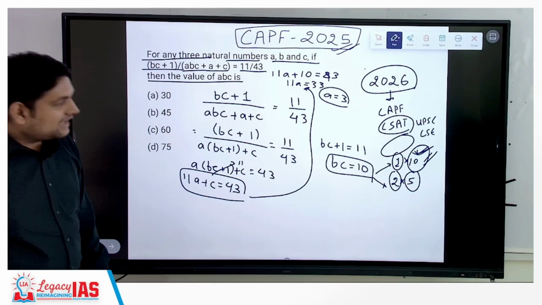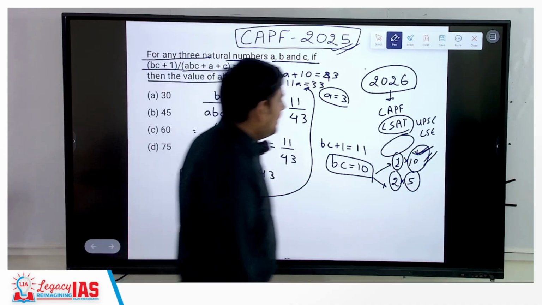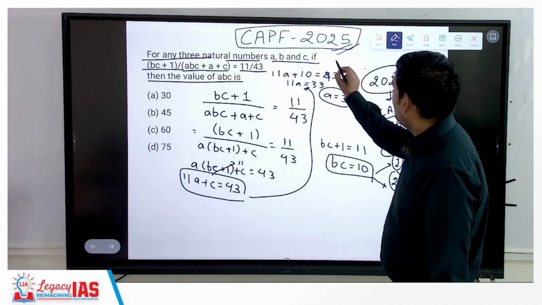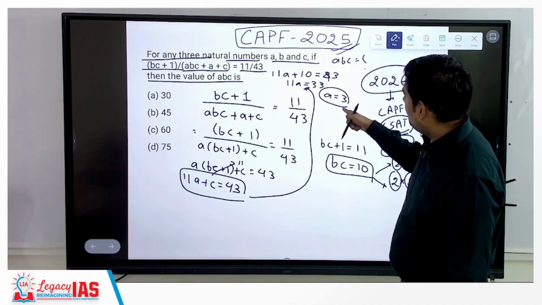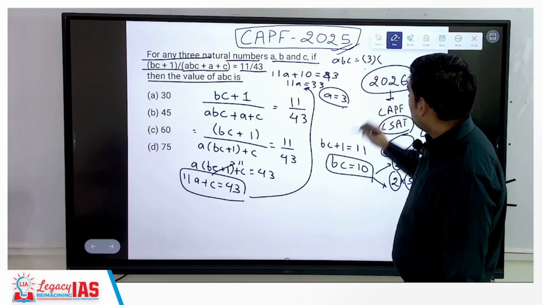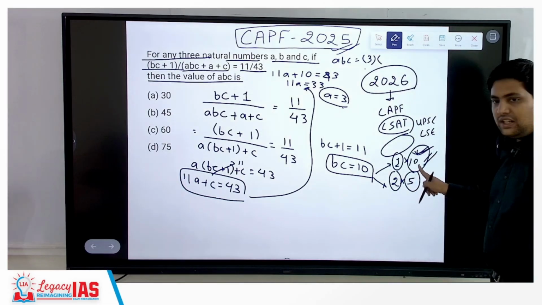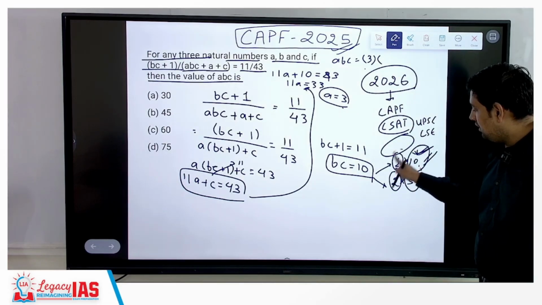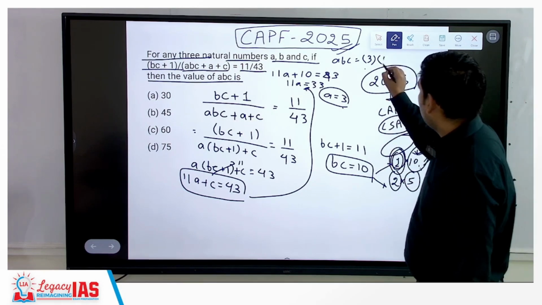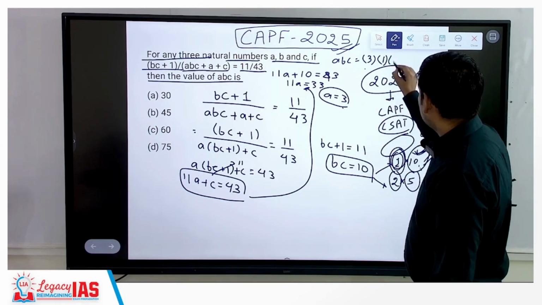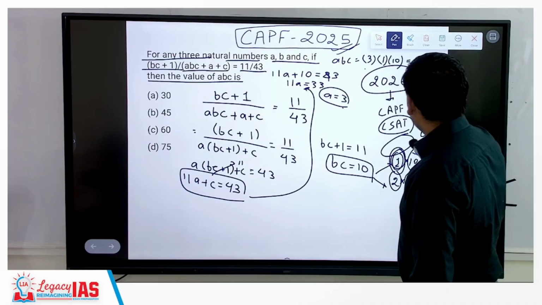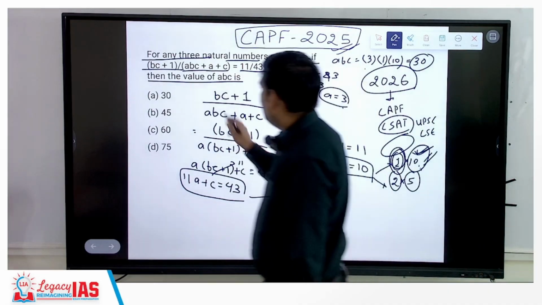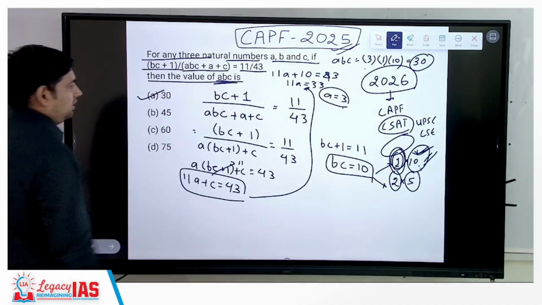Understood? That means now you have found the values of everything. A into B into C: A is 3. B is what? Now if C is 10, then B is 1. So this becomes 3 into 1 into C, and C is 10. Now 3 into 1 into 10 will give you 30. So that is why the value of ABC is 30.